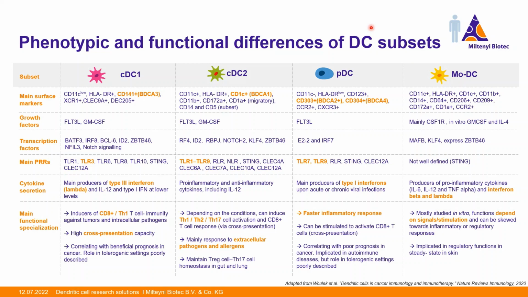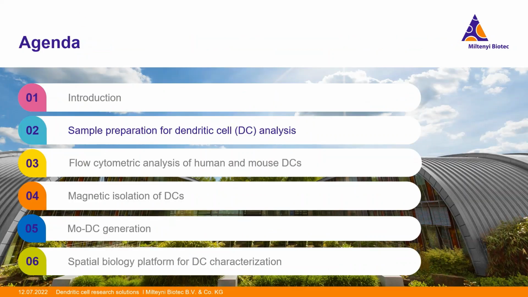To learn more about human and mouse DC subsets, I recommend you read the excellent review by Stephanie Vuklek, published in Nature Reviews Immunology. I recommend you read it for further information about human and mouse DCs. Next, I will talk about sample preparation for dendritic cell analysis.